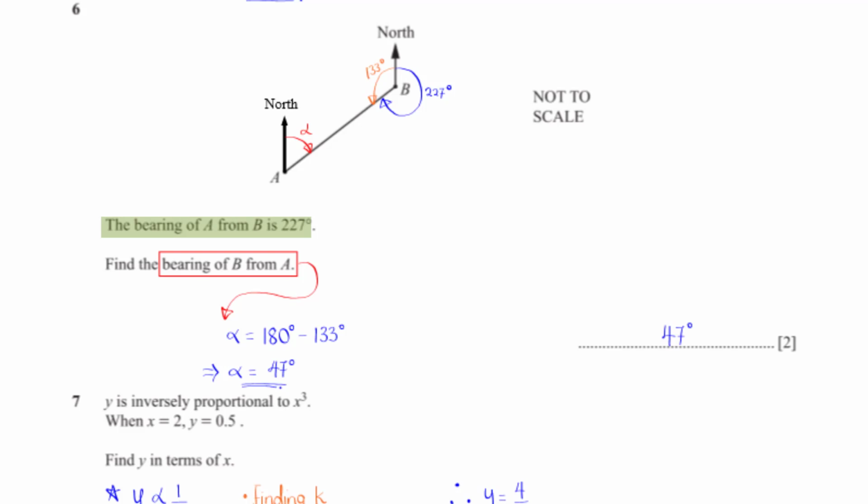The bearing of A from B is 227 degrees. Find the bearing of B from A. We've indicated the bearing of A from B using the blue arrow, and the bearing of B from A has been indicated using the red arrow. These two angles here are interior angles, and so they add up to 180 degrees. When we subtract 227 degrees from 360 degrees, we get 133 degrees. And so when we subtract 133 degrees from 180 degrees, we get alpha is equal to 47 degrees.